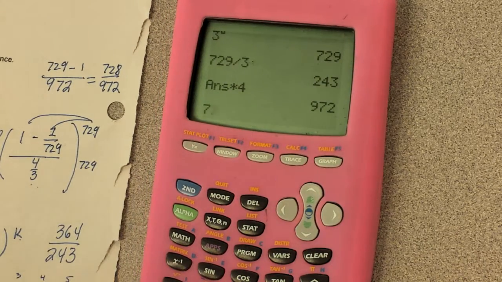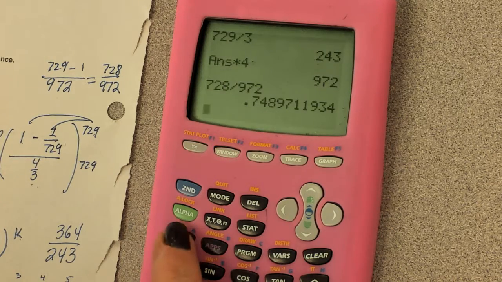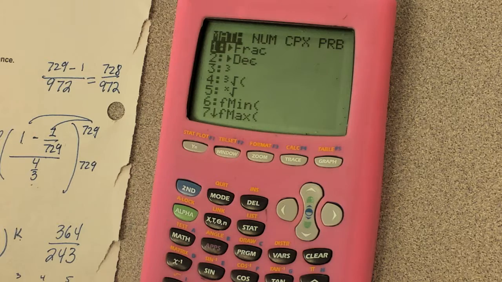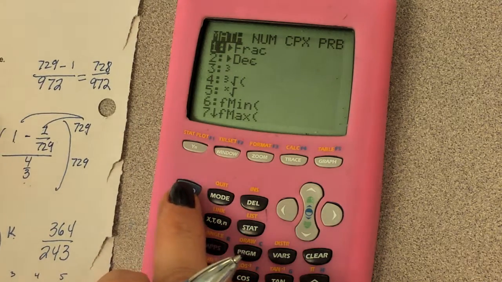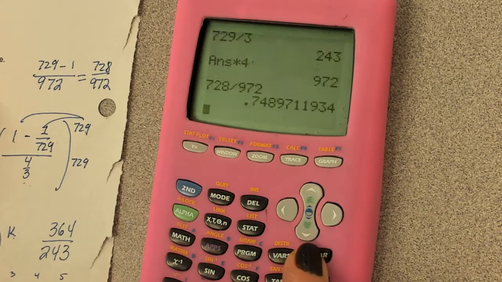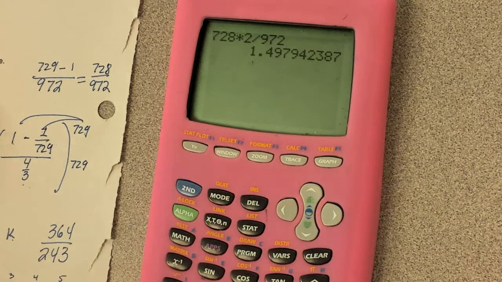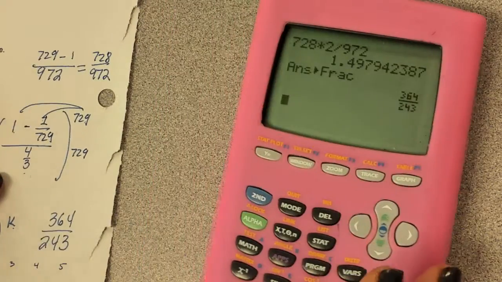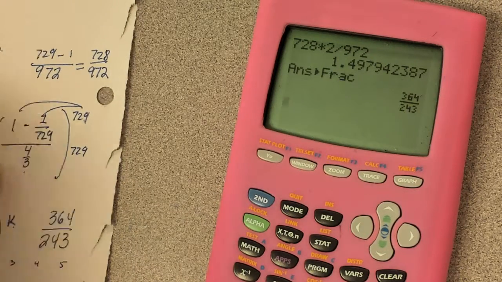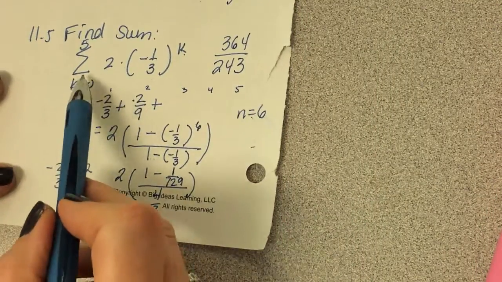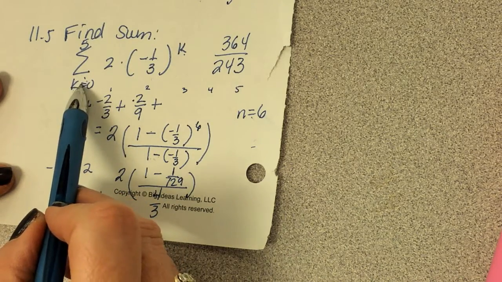Now watch though, if I put this in, 728 divided by 972, I get this. I'm going to math frac it. Oh no. Oh, times 2, right? Did I do times 2 yet? No, I didn't, did I? I was like, that's not going to work. 728 times 2 divided by 972. We get this answer. We math frac that, and it should be equal to the other thing, and it is. 364 over 273. So, do you see why we have an appreciation now for having this summation on our calculator? That's pretty tedious to go through. But we do get the same answer.